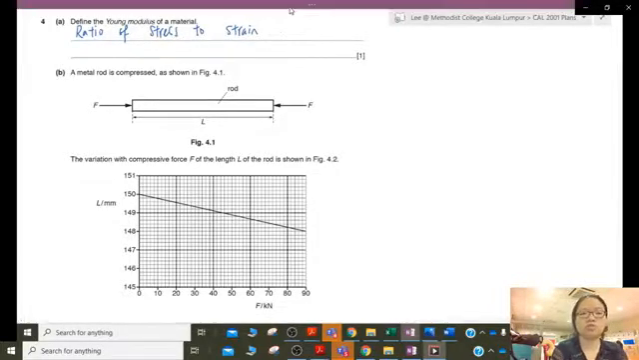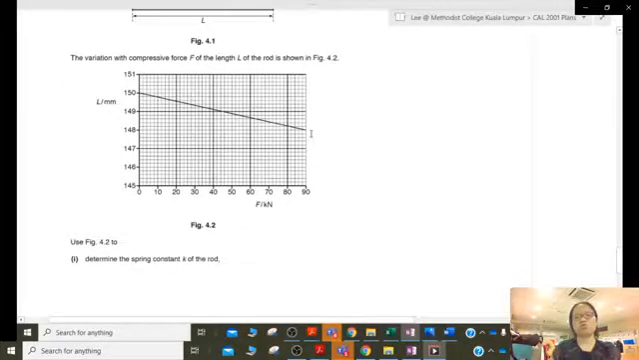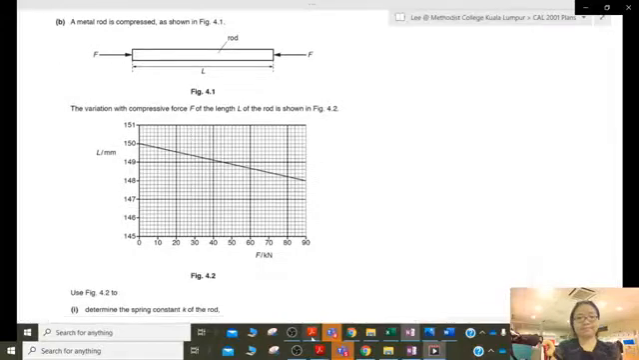This is the ratio of stress to strain on the material. So we're going to squish the rod together. That's why you can find that the extension of the rod is decreasing. And when you are asked to determine the spring constant, we can use F is equal to Kx.